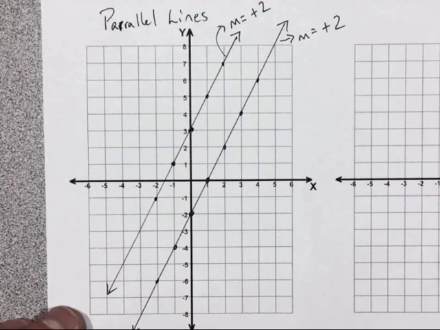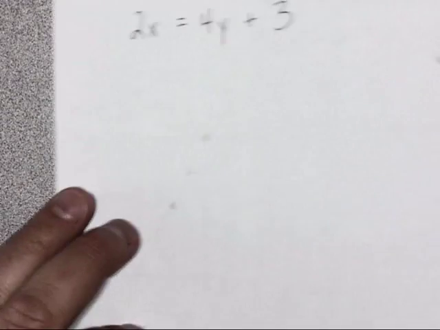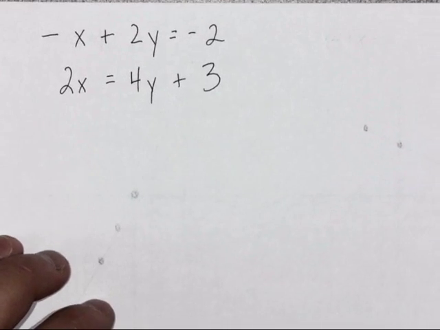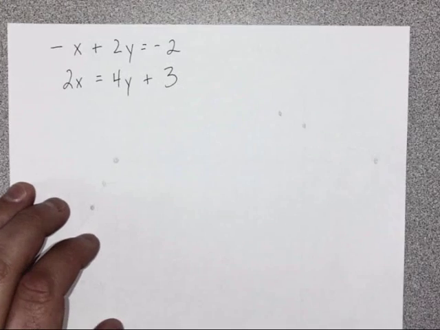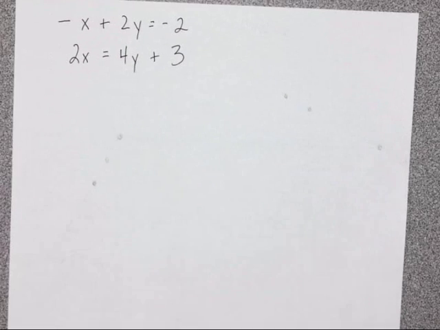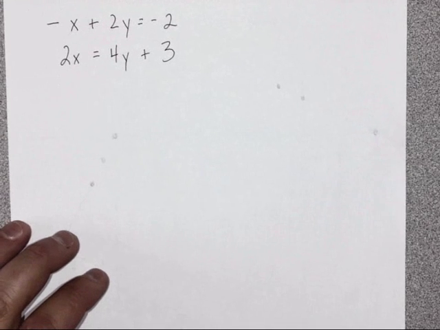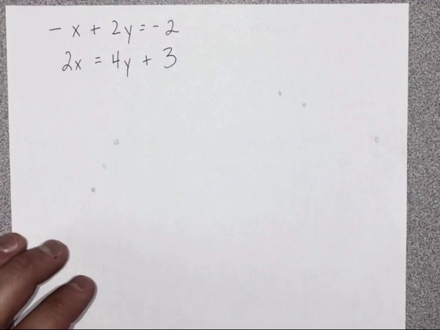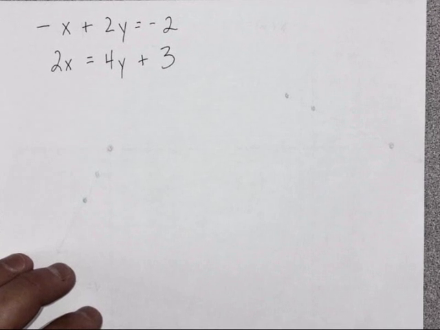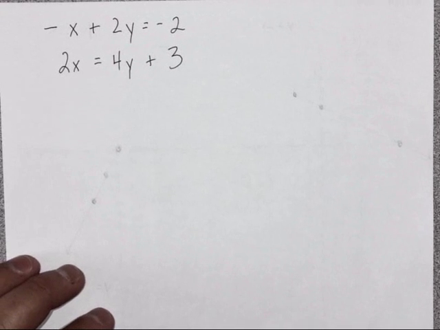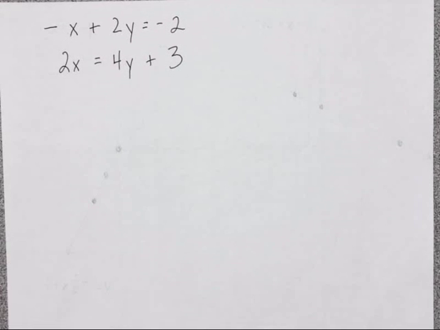So let's take a look at an example of two linear equations. Negative x plus 2y equals negative 2. 2x equals 4y plus 3. So these two lines are not in slope-intercept form. If they were both in slope-intercept form, then I could determine what the slope would be, and then determine if these two lines are parallel or not.